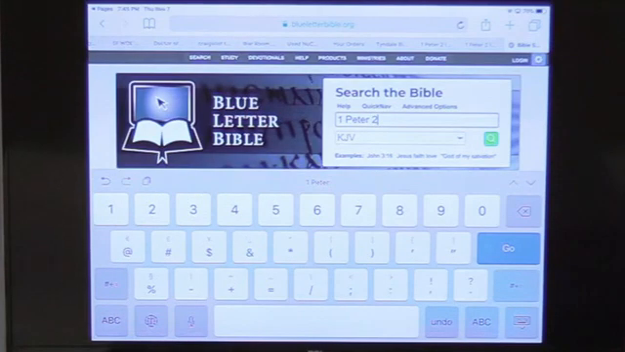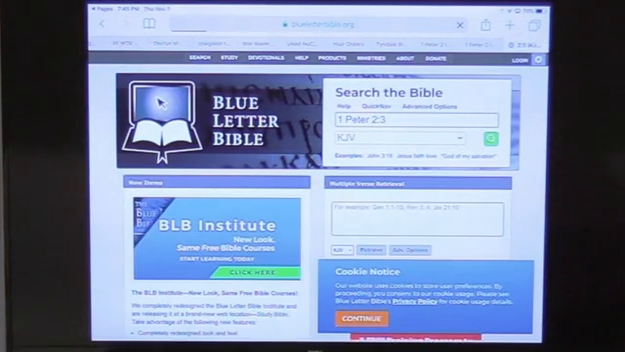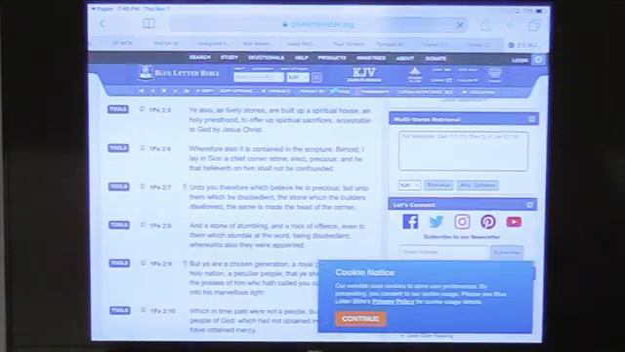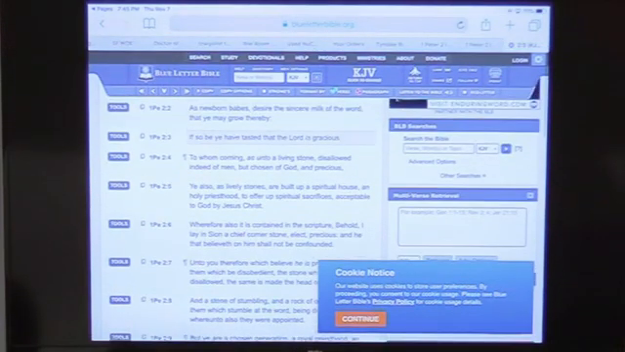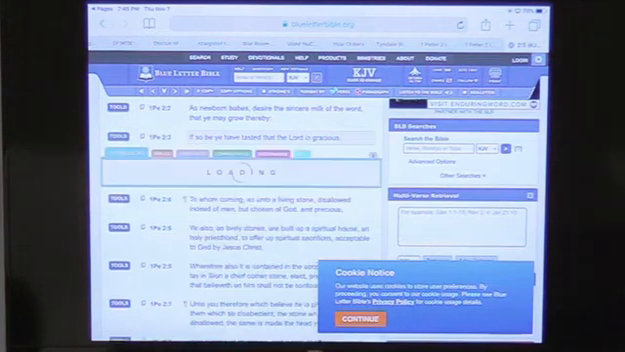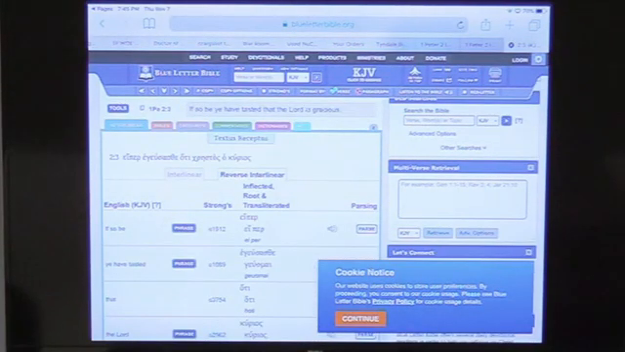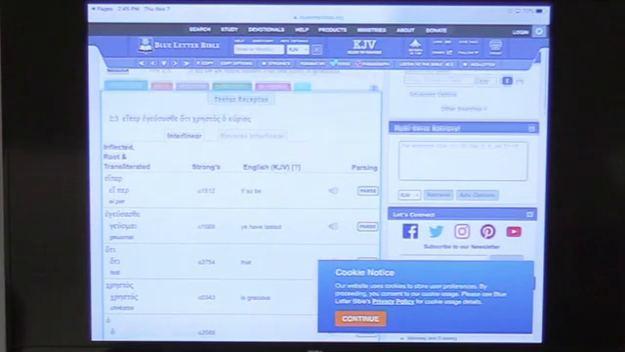You just put the verse in, yeah, and then just say go. You don't even have to put the verse in, because it's going to give you the whole chapter. And then you touch on tools and interlinear. Oh, so it does have interlinear. And then, this is the reverse, but if you touch on that tab, then that's what I've got on my screen. Okay.